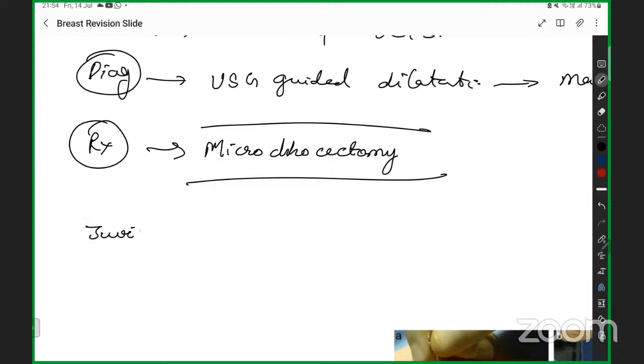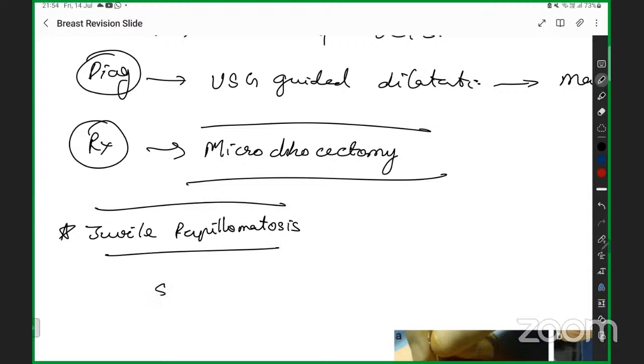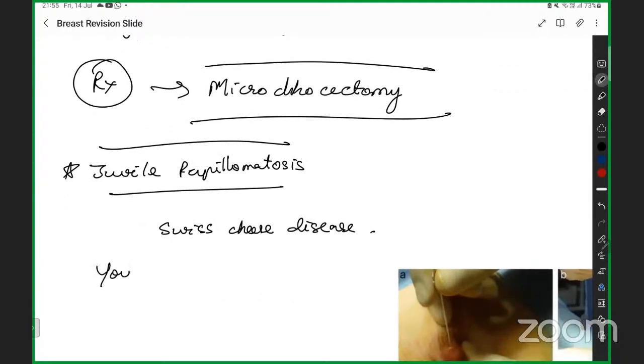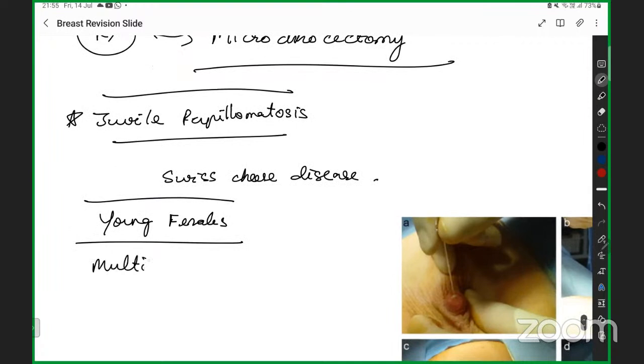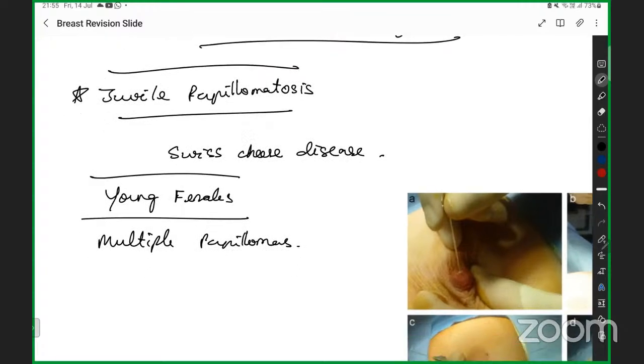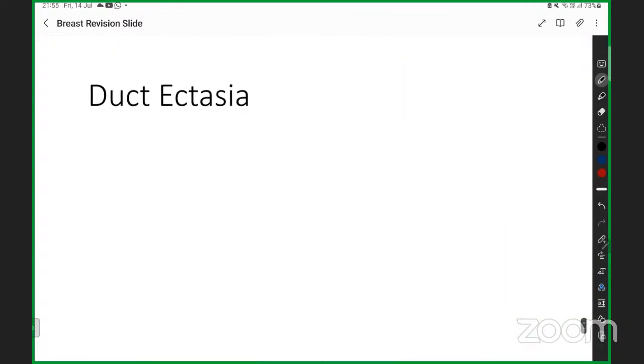So what is juvenile papillomatosis? I want to add this one condition, juvenile papillomatosis. If they ask you 2 more questions, remember guys, this is called Swiss cheese disease. The same surgery, same investigation of choice, everything is going to be the same, except that this is very common in young females. Young females are most common. This will be presenting with multiple papillomas. That's all. Okay, next we are moving towards the next topic.